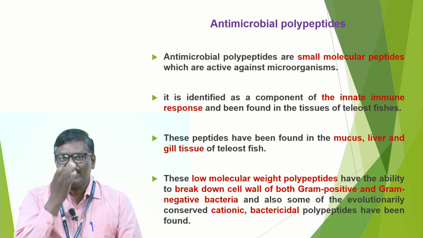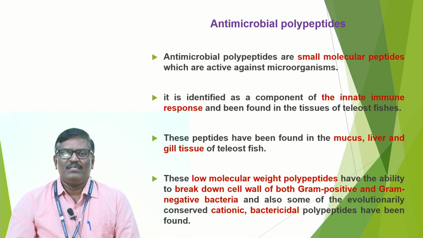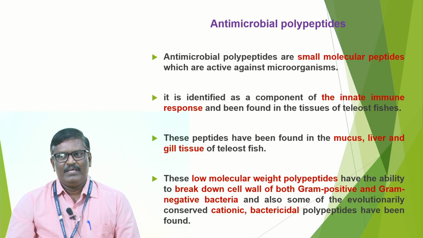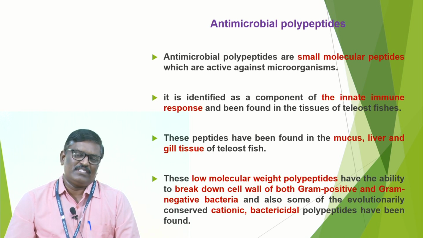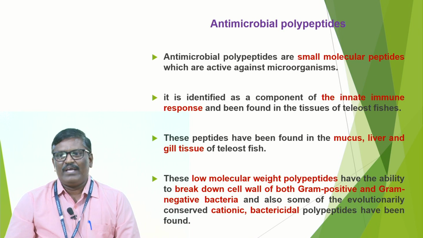You know, fish are the first vertebrate animals. They are involved in the defense mechanism in a different way. The antimicrobial polypeptide is one of the humoral defense mechanisms. This polypeptide is a small peptide molecule which is active against microorganisms. It is defined as a component of the innate immune response, also known as the natural response, and has been found in the tissues of teleost fishes.